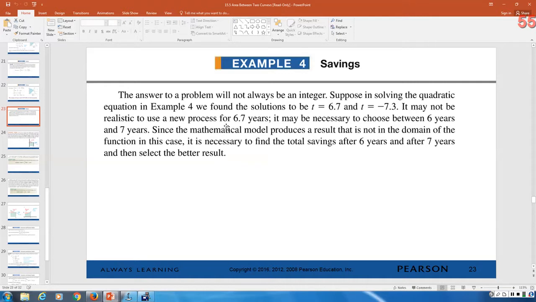So what you would do, if you came out to a decimal value for that, is evaluate at 6 and then evaluate at 7 and see which one actually gives you the better answer. If you get a decimal answer and you're talking about time, you're going to have to decide whether the end of the 6th year or the end of the 7th year is better. And that's just a matter of plugging in the 6 and the 7 into the antiderivative.